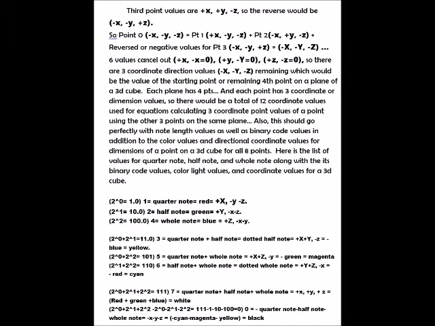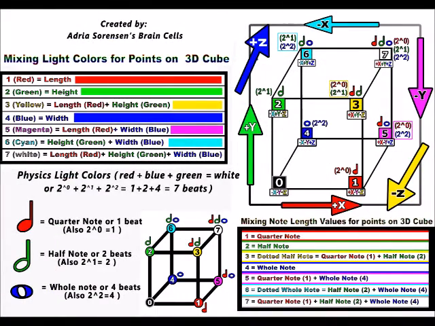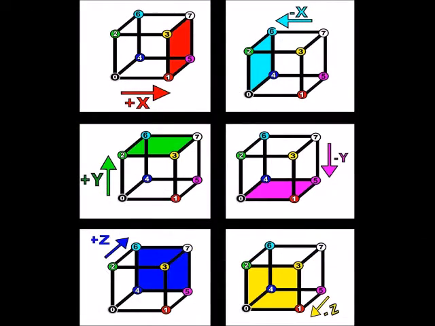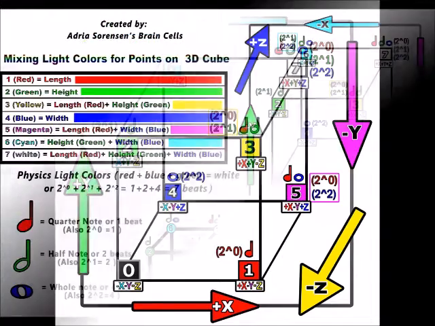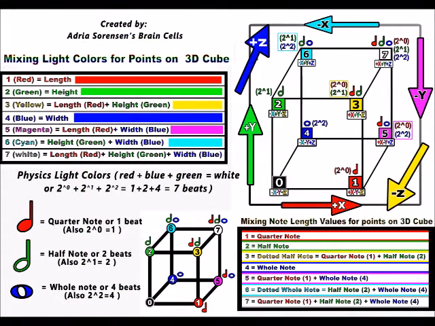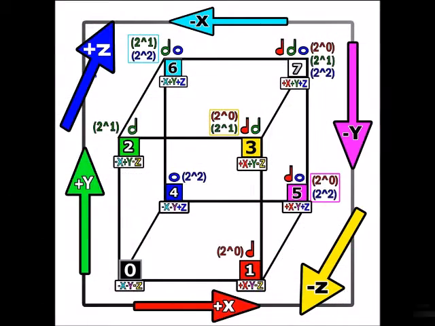so 2 to the 0th power equals 1, which equals a quarter note, which equals plus z minus y minus z. To the 1st power would be the half note, which is green, or plus y minus x minus z, which equals the half note or 2 beats. For the 4th point, 2 to the 2nd power equals 100, or 4, which equals the whole note, which is blue, or plus z minus x minus y.